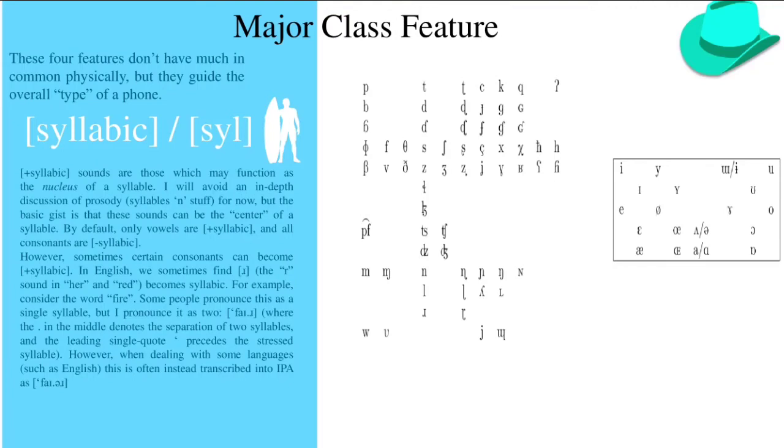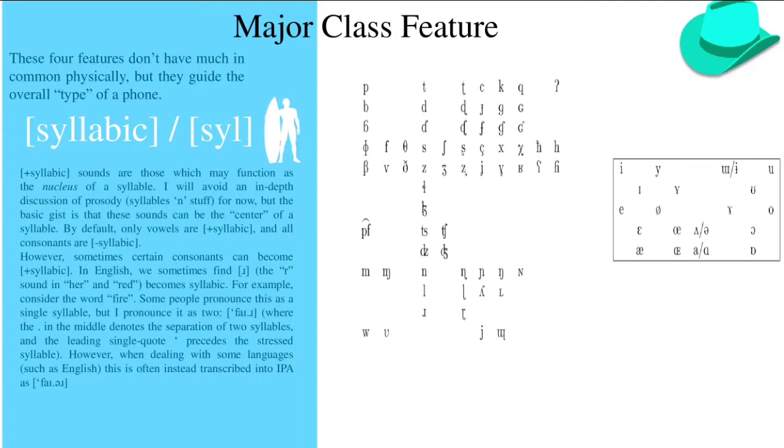Major class features. These four features don't have much in common physically, but they guide the overall type of a phone. Syllabic. Syllabic sounds are those which may function as the nucleus of a syllable. I will avoid in-depth discussion of prosody and syllables for now, but the basic gist is that this sound can be the center of a syllable. By default, only vowels are syllabic and all consonants are not syllabic. However, sometimes certain consonants can become syllabic.